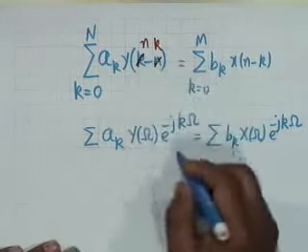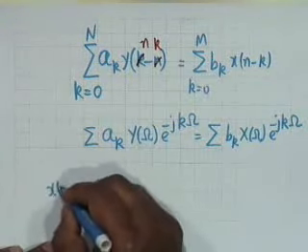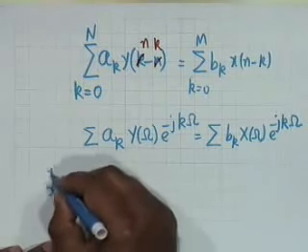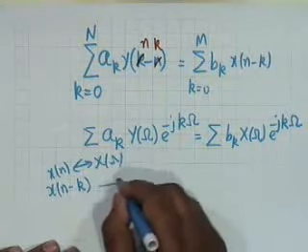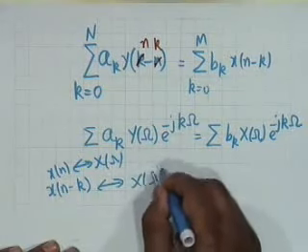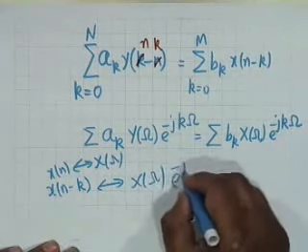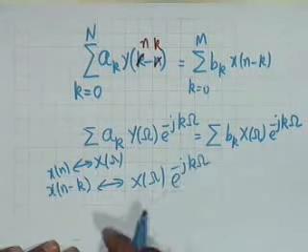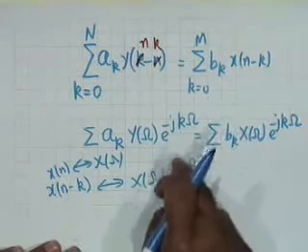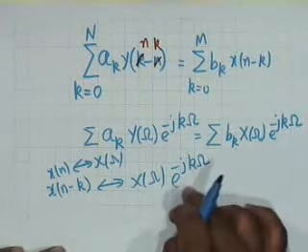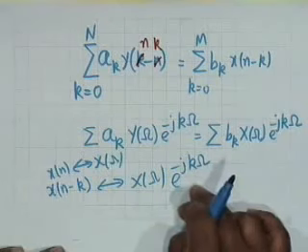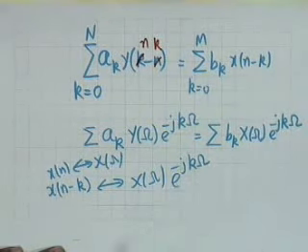I'm taking the relationship that if x of n transforms to capital X of omega, then x of n minus k transforms to capital X of omega e to the minus j k omega. That is the delay, and this shows itself as an angle shift. This is only an angle shift, isn't it? It does not affect the magnitude of the spectrum, it only affects the phase.